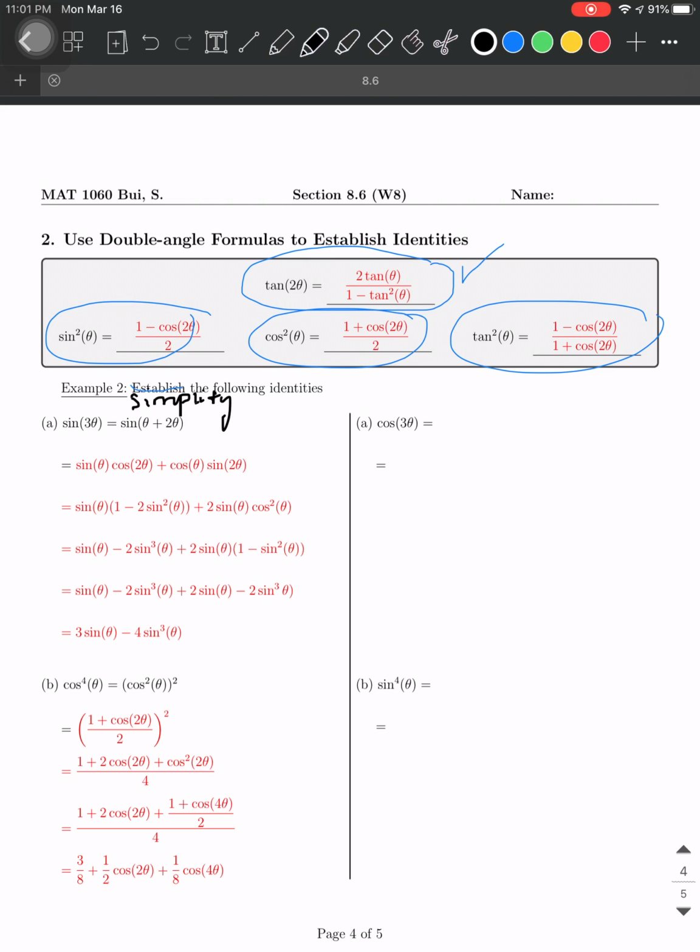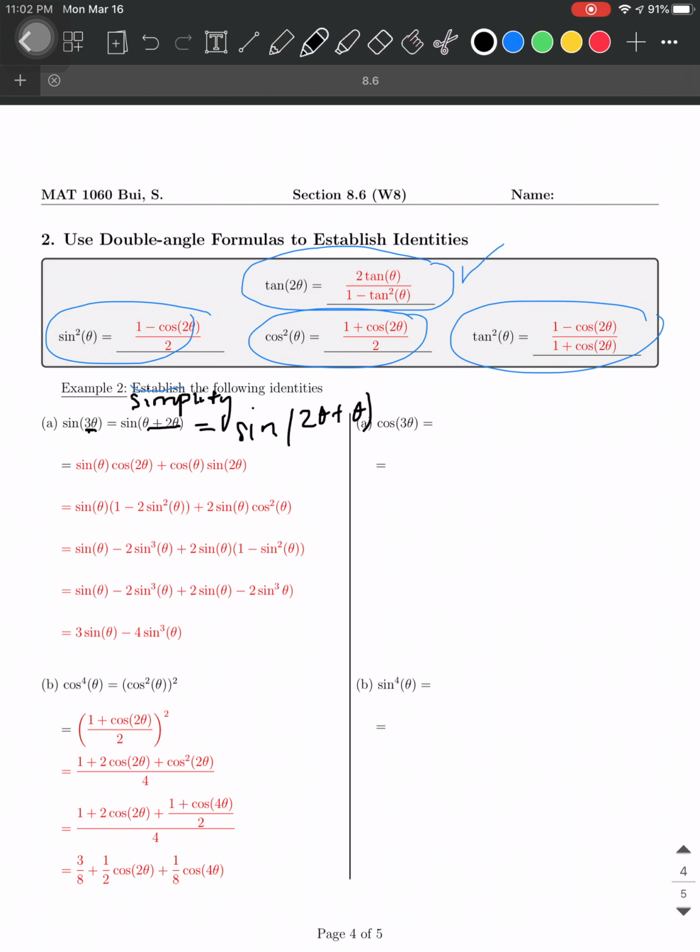The first question, we have sin of 3 theta, and we have to simplify it. We have to turn it into something else. My hint is that you can split 3 theta into theta plus 2 theta. If you don't want this order, you can also write sin of 2 theta plus theta. The order doesn't matter for addition, right? So you can put whichever one you prefer first.